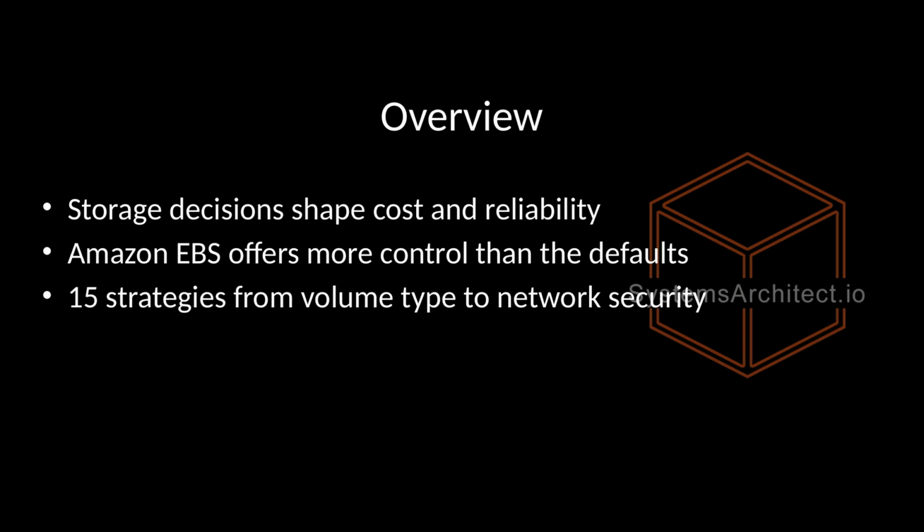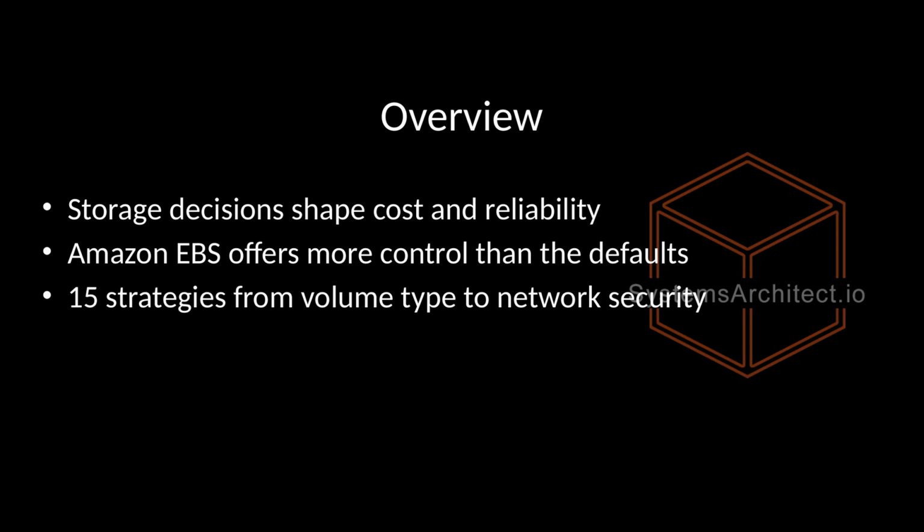systemsarchitect.io, every workload on EC2 depends on storage that's fast and durable. The gap between teams that get real value out of Amazon Elastic Block Store and teams that accept the defaults shows up on the monthly bill. It shows up again later in a painful recovery scramble. Amazon EBS gives you far more control than most people use. This video walks through 15 strategies for getting the most out of EBS, from picking the right volume type to securing data between EBS and EC2.